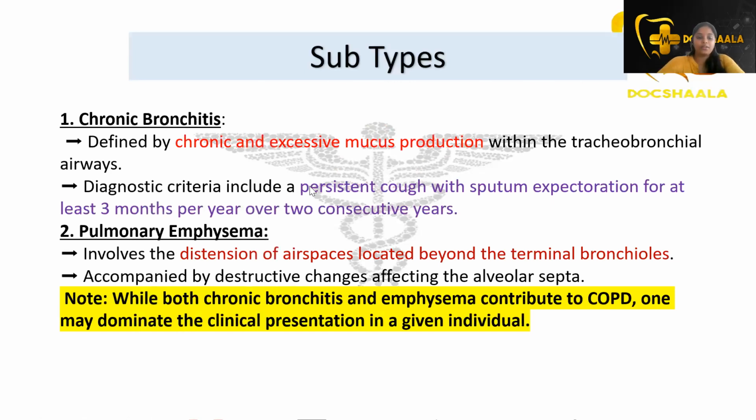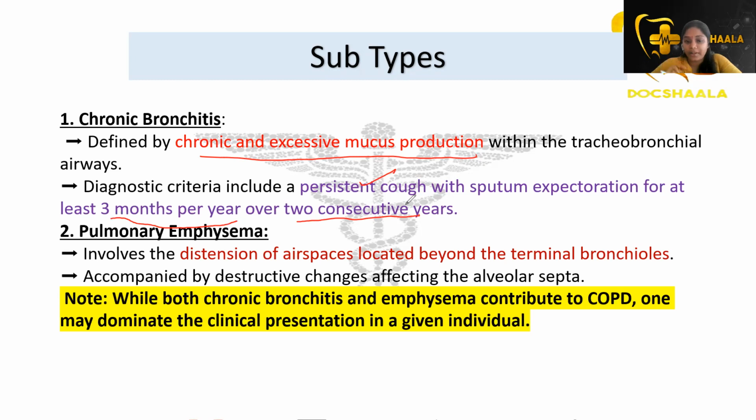Chronic bronchitis is chronic and excessive mucus production within the tracheobronchial airways. The diagnostic criteria for chronic bronchitis is persistent cough with sputum expectoration for at least 3 months per year over 2 consecutive years. Then we can diagnose it as chronic bronchitis.